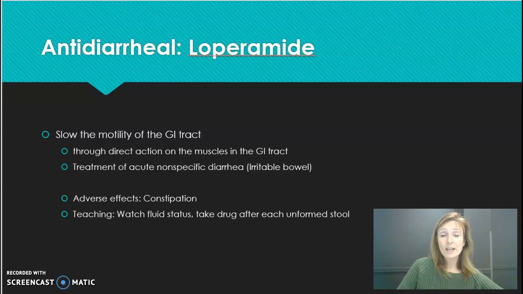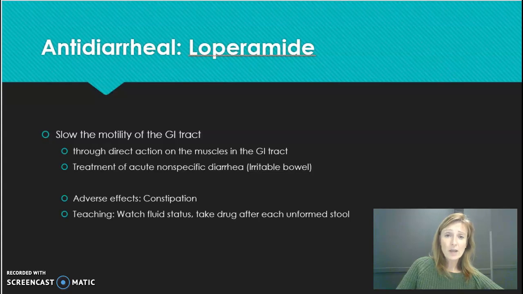So if we are treating a patient that bowels are moving through too quickly, we're slowing that down. What would an adverse effect be? Too slow. Constipation. You got it. So our patient teaching for this, definitely we want to make sure that we're monitoring that patient's fluid status if they have diarrhea. So we're assessing that before they start taking this medication. And we're telling patients to take one of these medication tablets after each unformed stool. So if they have a big diarrhea stool, then they would take that medication.